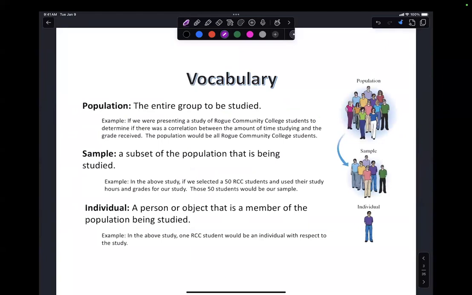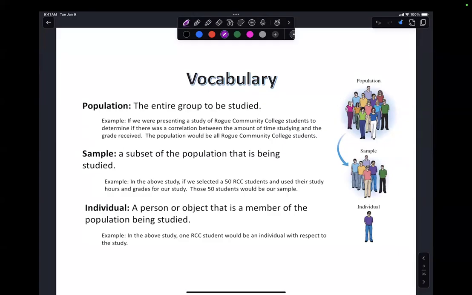In your chapter one homework, you're going to have to tell whether something is a population, a sample, or an individual. The population is the entire group that we're studying. So it is the whole group. We're not going to necessarily poll the whole group and talk to everyone in the group, but it is the one that we're making predictions about. It's the thing that we're talking about.